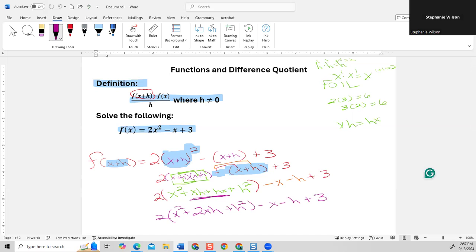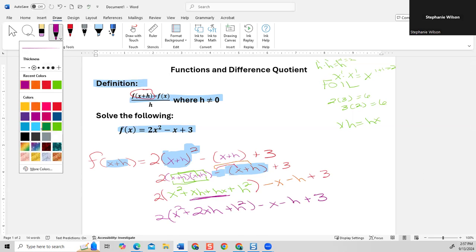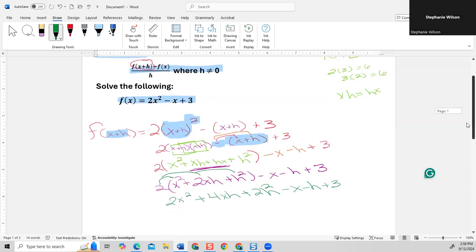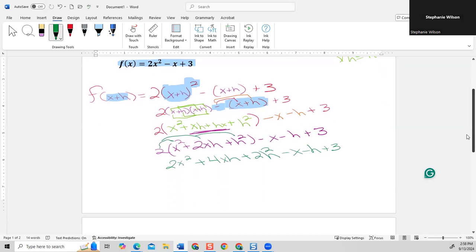All right, next, we are going to distribute. I want to distribute the 2 on the outside of this parentheses to everything inside of it. And this notation means it's multiplying. So 2 times x squared, 2 times 2xh is 4xh, 2 times h squared. And let's bring everything else down. I'm going to have to scroll down, so let me get more paper here showing. And I'm going to go back to the definition here in just a little bit.